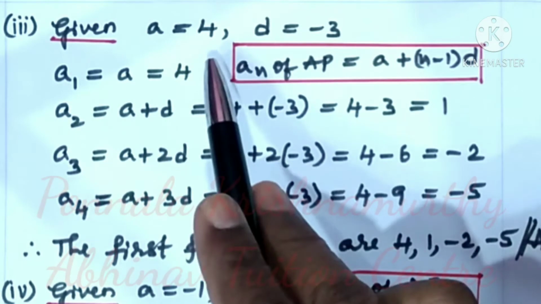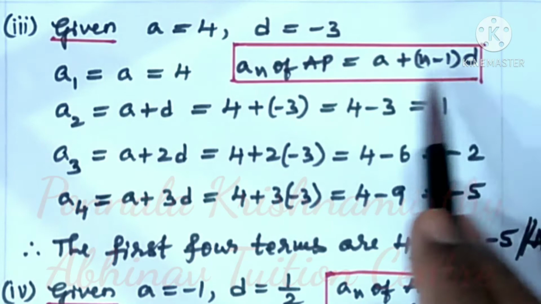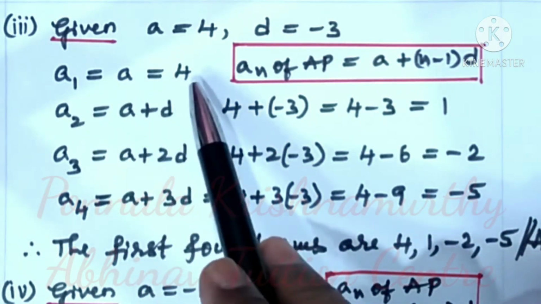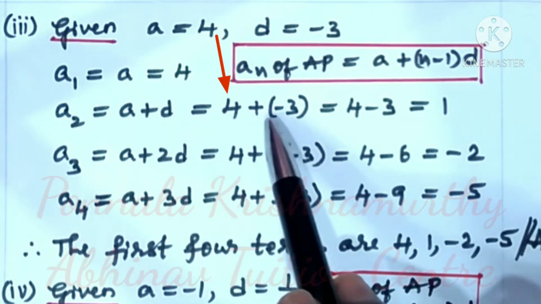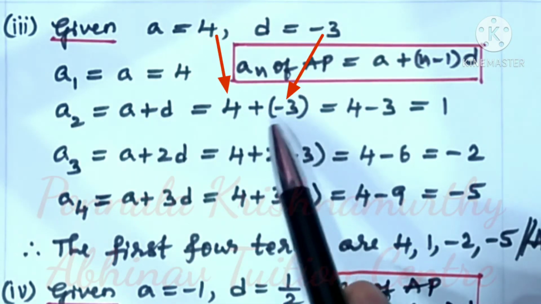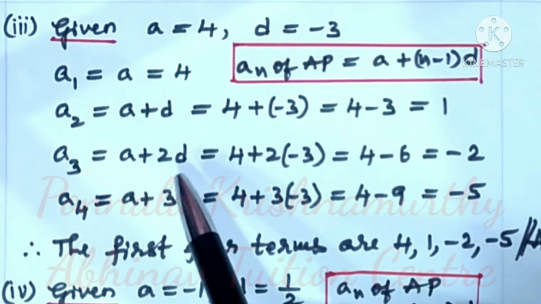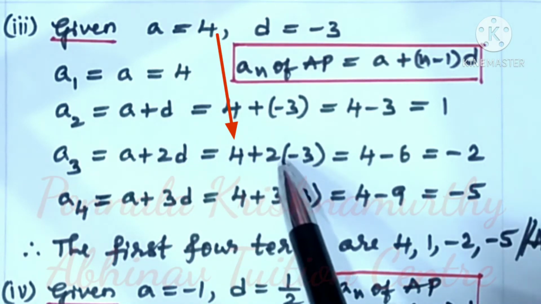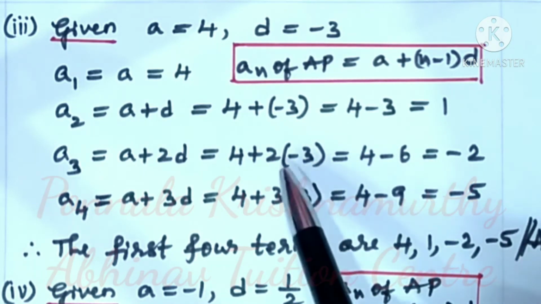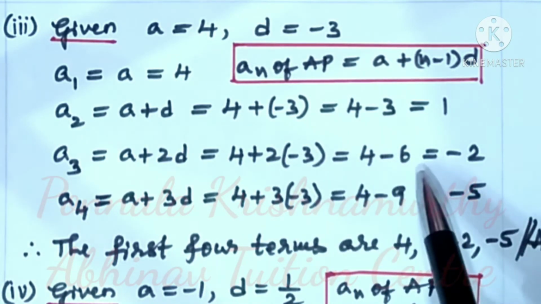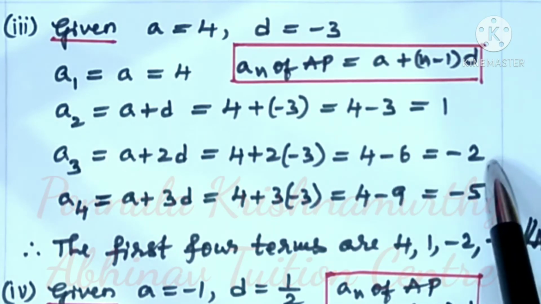Third one, given a equal to 4, d equal to minus 3. An of AP is equal to a plus n minus 1 into d. a1 is equal to a, that is equal to 4. a2 equal to a plus d, that is equal to 4 plus d, which is minus 3. So, plus into minus is minus. So, 4 minus 3 is 1. a3 is equal to a plus 2d, that is equal to 4 plus 2 into minus 3, that is equal to 4 plus into minus, minus 2 into 3, 6. 4 minus 6. Different signs, subtraction, bigger number sign. So this becomes minus 2.